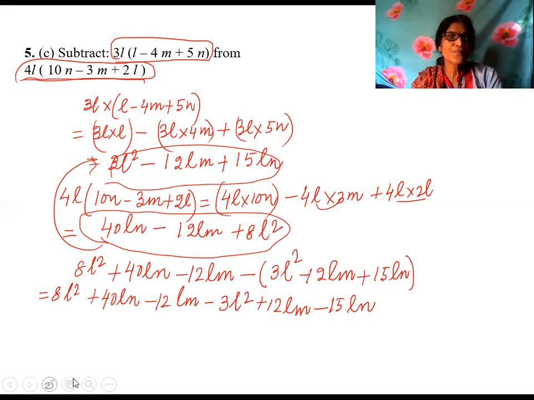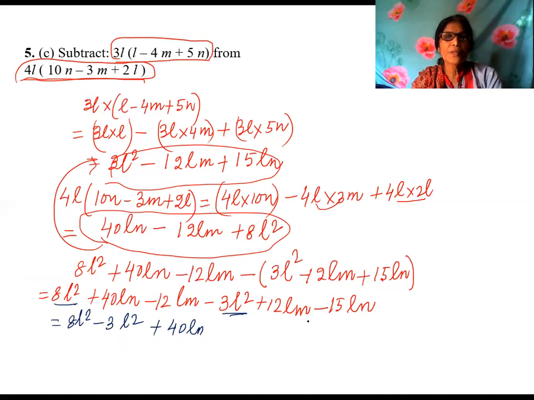Next I'll go for similar terms, 8l square minus 3l square. I'll take them together. Then plus 40ln minus 15ln. Then minus 12lm plus 12lm.